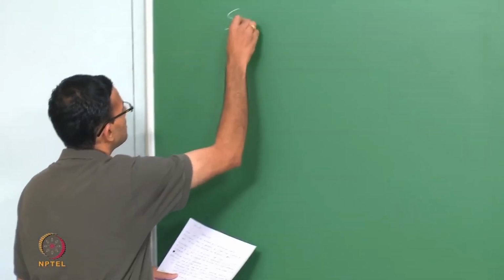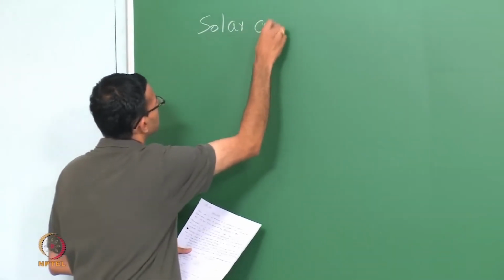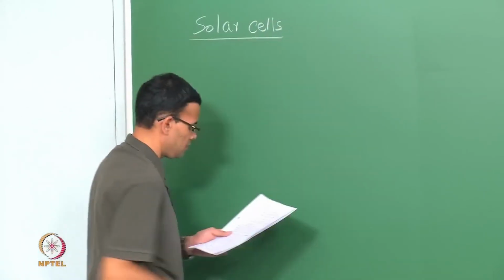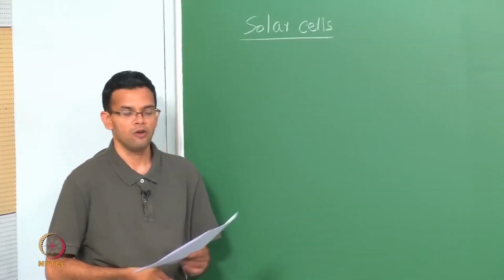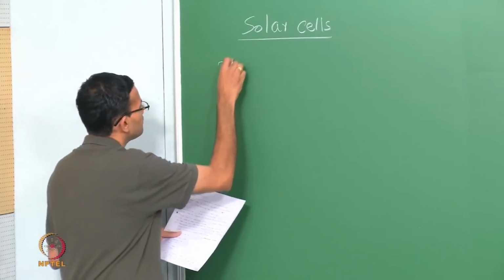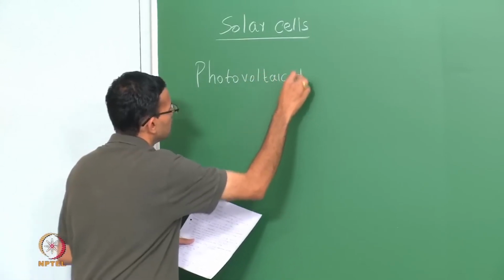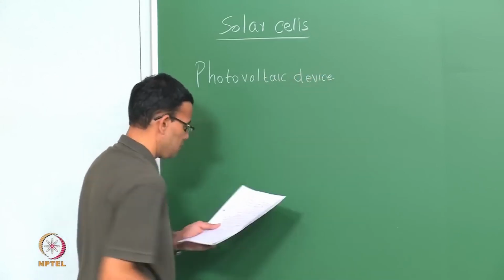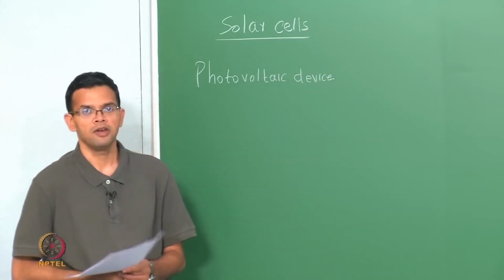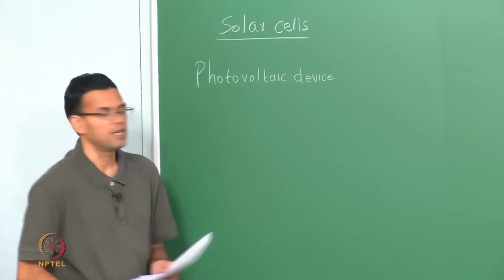Last class we looked at photodetectors. In the case of photodetectors, we had an incident light onto your device which was converted into an electrical signal. Today we are going to look at solar cells. A solar cell is an example of a photovoltaic device.